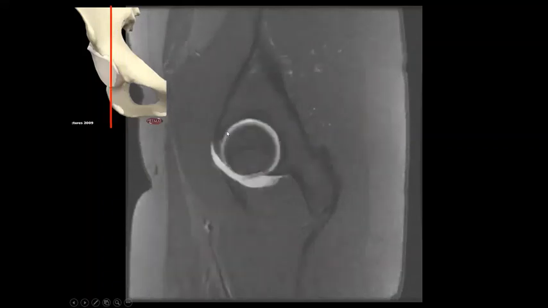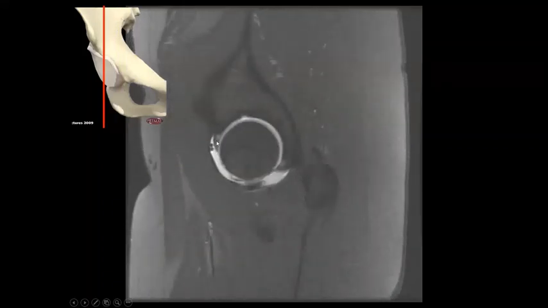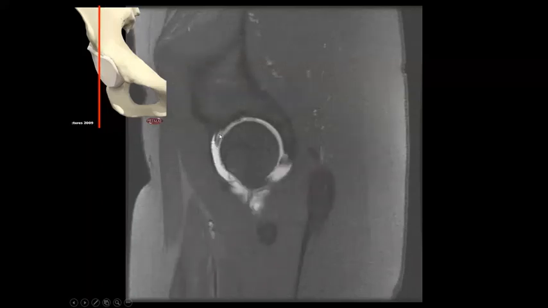This is the sagittal T1 fat saturated sequence, and again we see contrast migration within the anterosuperior labrum, diagnostic for labral tear.